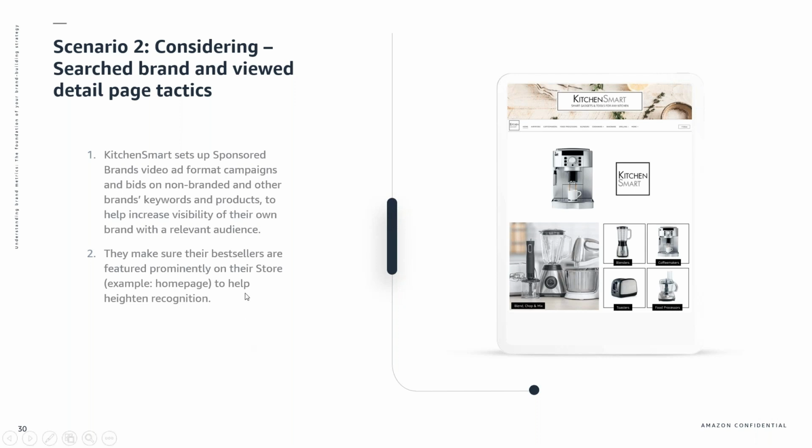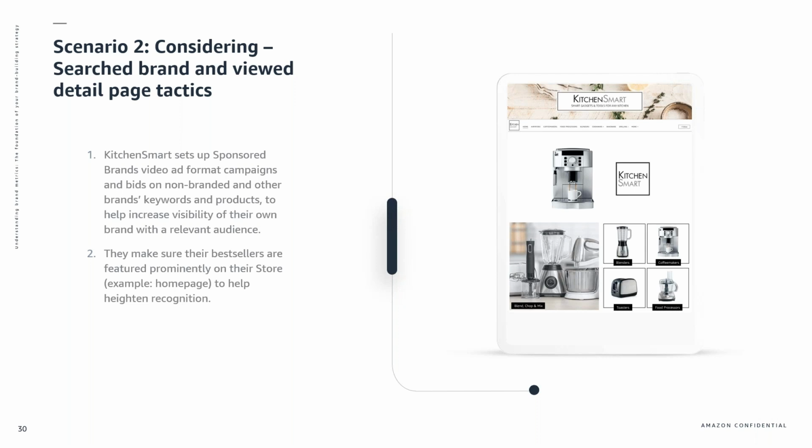Number 2, this is free and it's low effort. So I hope most sellers do this, right? You just want to ensure that you call out your best sellers on your store as well. So anytime someone searches for your brand, for Kitchen Smart, for example, it reduces the decision fatigue, right? They just want to see your best-selling ASIN.